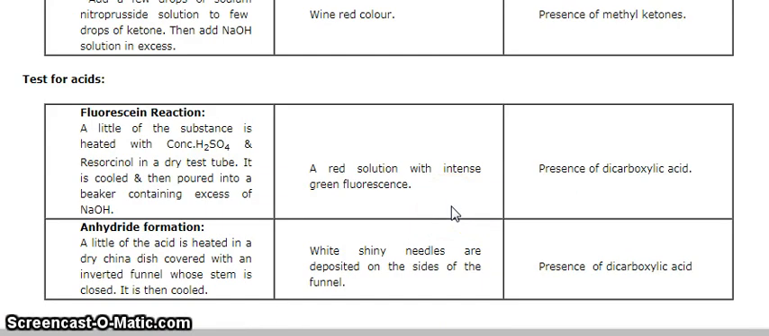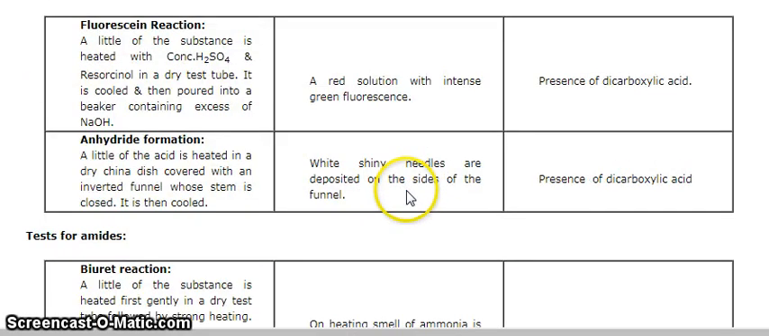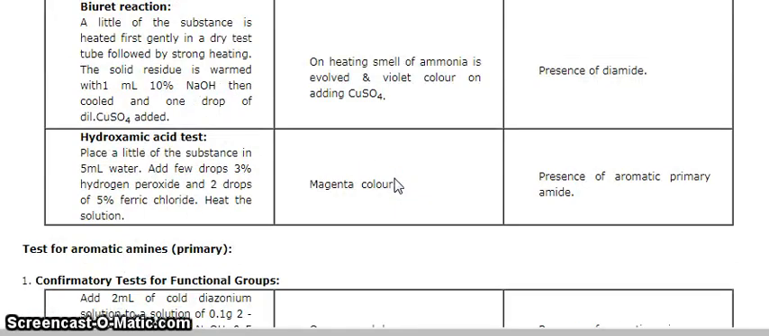Test for acid. Fluorescein reaction. A little of the substance is heated with H2SO4 and resorcinol in a dry test tube. It is cooled and then poured into a beaker containing excess of sodium hydroxide. A red solution with intense green fluorescence: presence of dicarboxylic acid. Anhydride formation. A little of the acid is heated in a dry china dish covered with an inverted funnel whose stem is closed. It is then cooled. White shiny needles are deposited on the side of the funnel. It indicates presence of dicarboxylic acid.